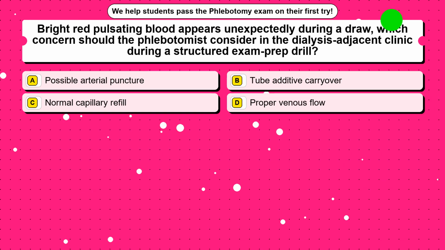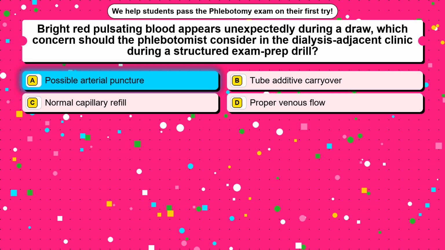Question 45. Bright red pulsating blood appears unexpectedly during a draw. Which concern should the phlebotomist consider in the dialysis adjacent clinic during a structured exam prep drill? Option A. Possible arterial puncture. Option B. Tube additive carryover. Option C. Normal capillary refill. Option D. Proper venous flow. The correct answer is option A.